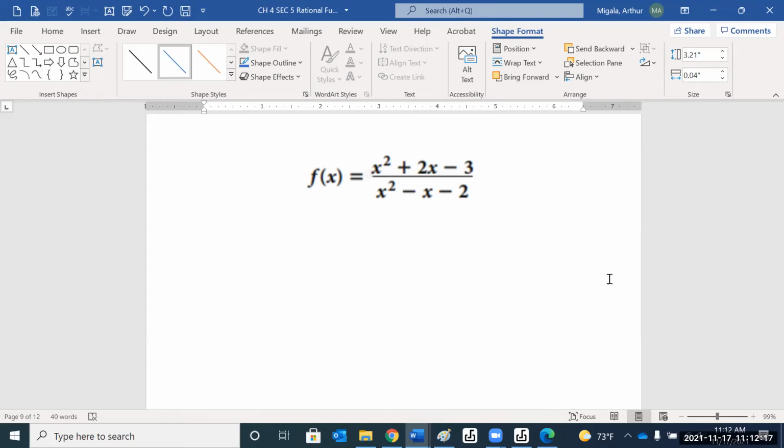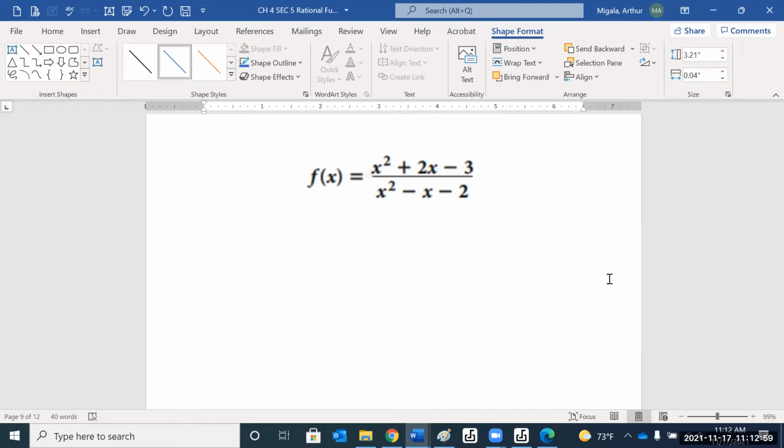What's the first thing you're going to do? Right, you're going to factor it. Factor both the top and the bottom. We know the horizontal asymptote is going to be what? 1, because the top and bottom have the same degree, and there's no coefficient. So the horizontal asymptote is 1.